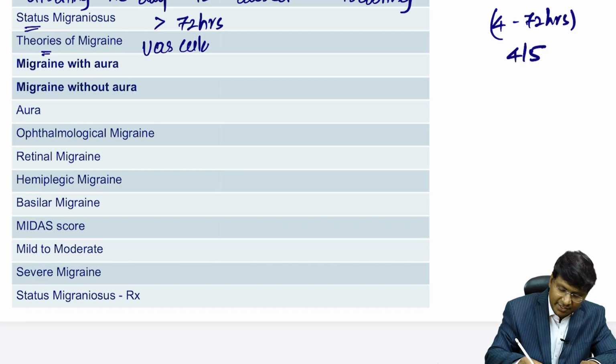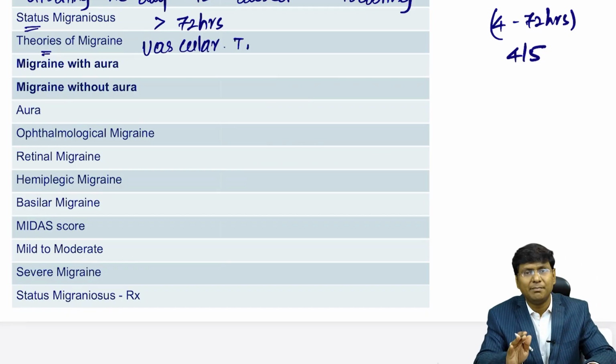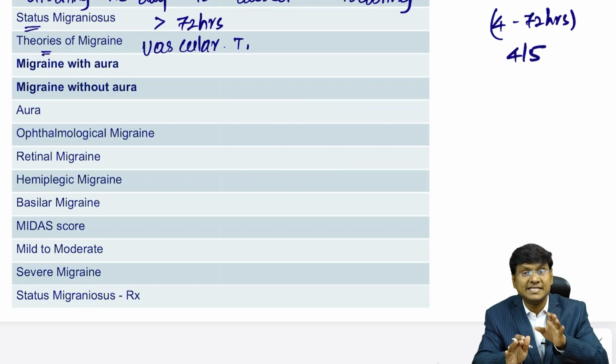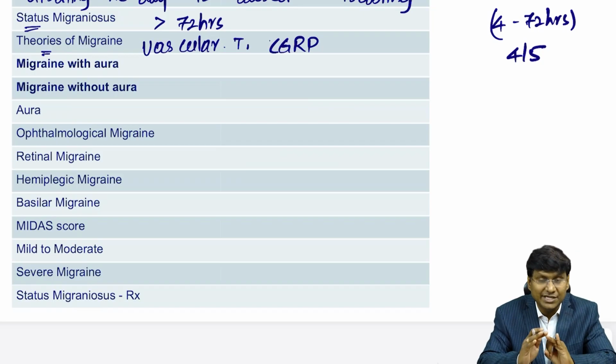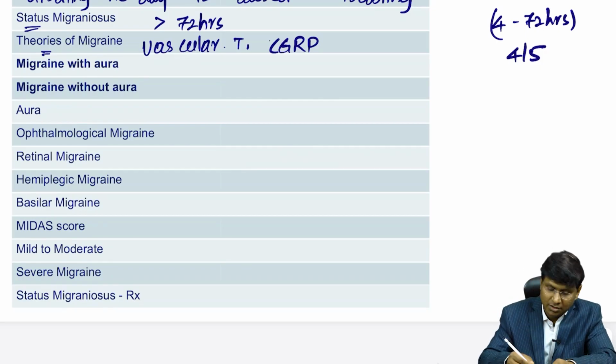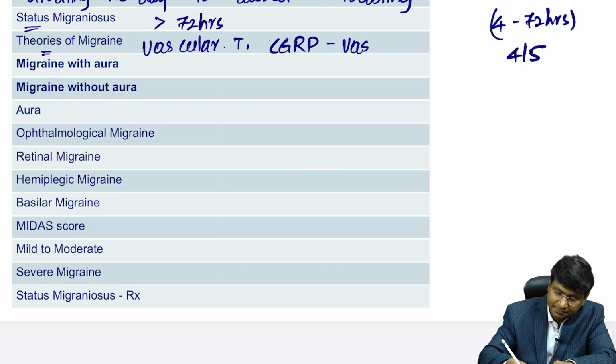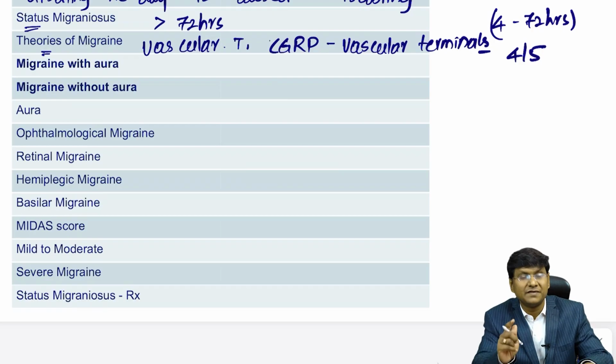And there are various theories of migraine. Initially, the vascular theory was the one which used to be followed, but in recent times, we have the CGRP theory. This CGRP theory is the calcitonin gene related peptide theory. So this is a new theory. Calcitonin gene related peptide will act on vascular terminals of the fifth nerve, and it will irritate the nociceptive fibers of the fifth nerve, and that will cause cortical spreading depression that will result in the development of migraine.